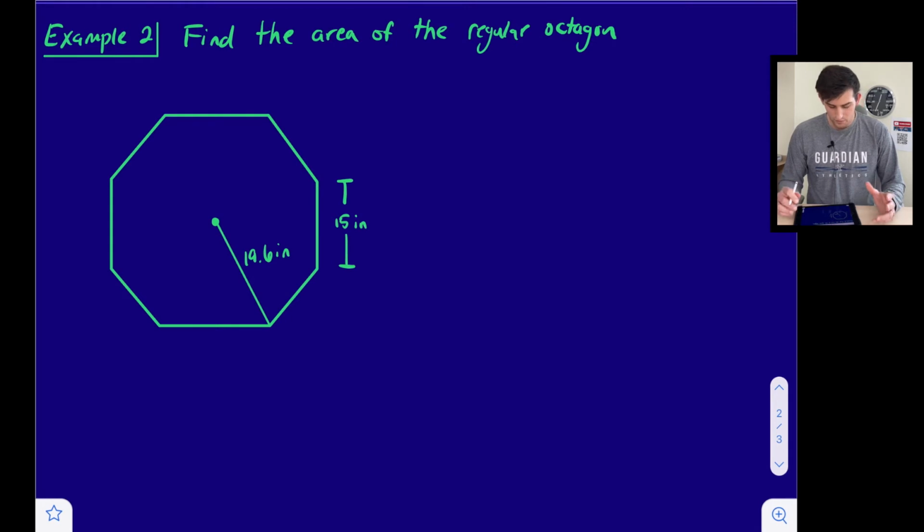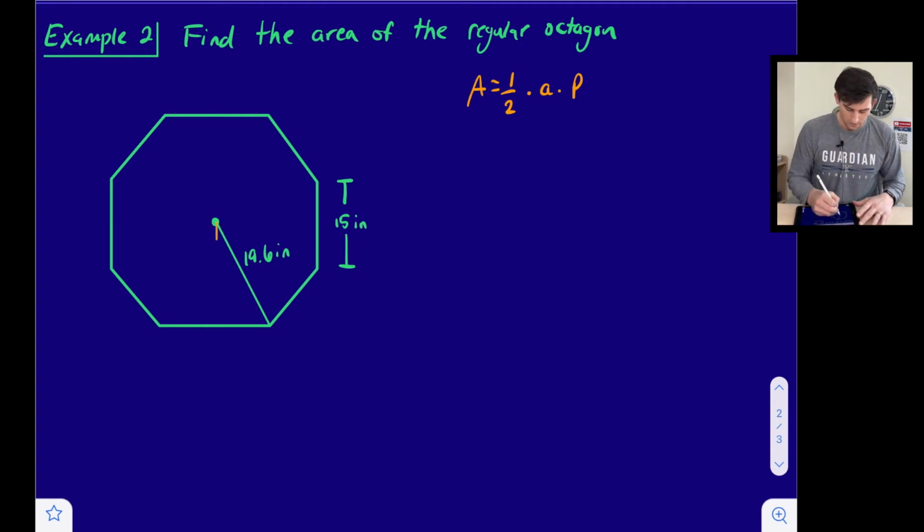All right, so now here we're given the length of our apothem. So we have area is equal to 1/2 times the apothem times the perimeter. So we are given, or excuse me, we're not given the apothem, we are given what would be the radius if we were to circumscribe a circle. So our apothem is going to be this vertical distance right here. So that's what we need to find, okay?